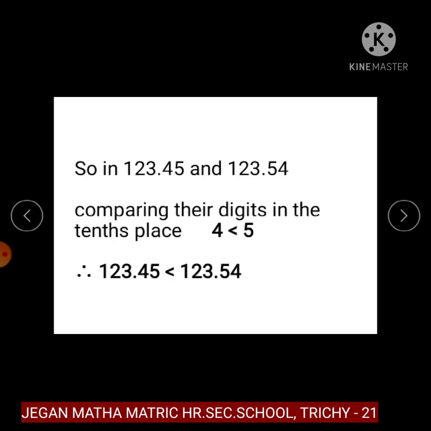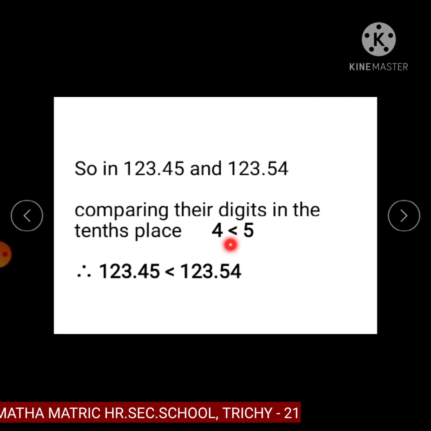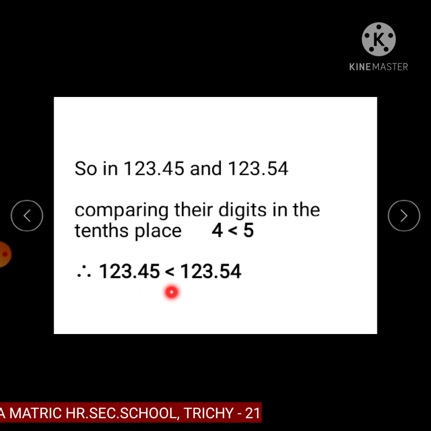So, in 123.45 and 123.54, comparing their digits in the tenths place, 4 is less than 5. Therefore, 123.45 is less than 123.54.